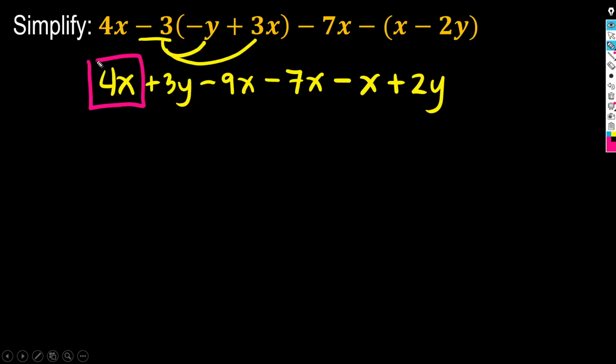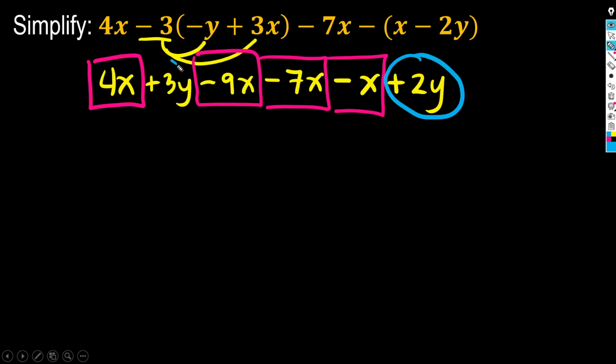Yung X's, in box natin. X's. There you go. One more box here. One more box there. And the Y's, maybe let's encircle them. Y's, Y's. See? Walang naiwan. O, di ba? All I'm left to do is add. I go 4 plus negative 9. That's a negative 5. Plus negative 7. It's a negative 12. Plus negative 1. It's a negative 13.